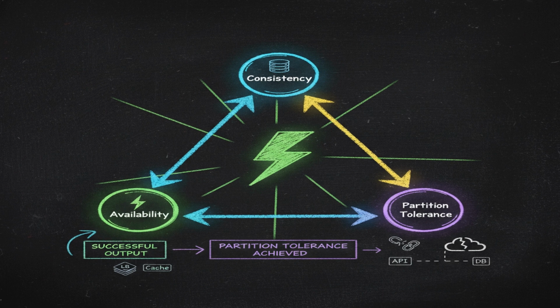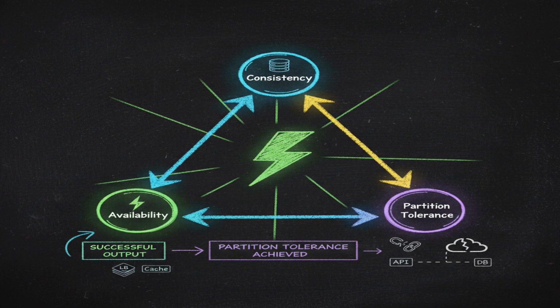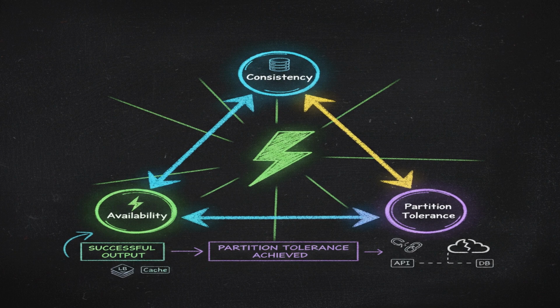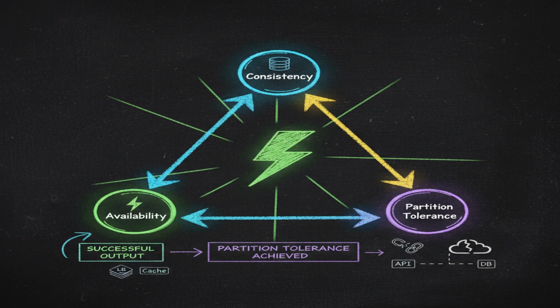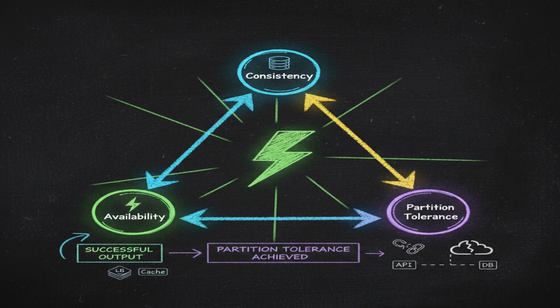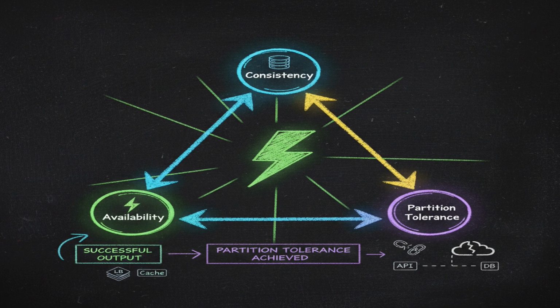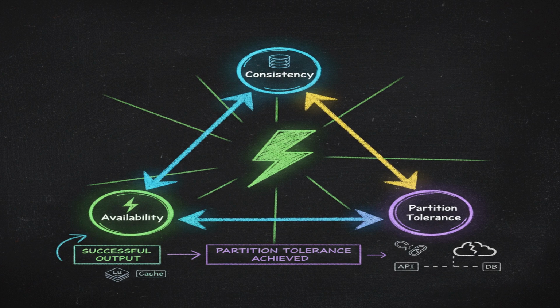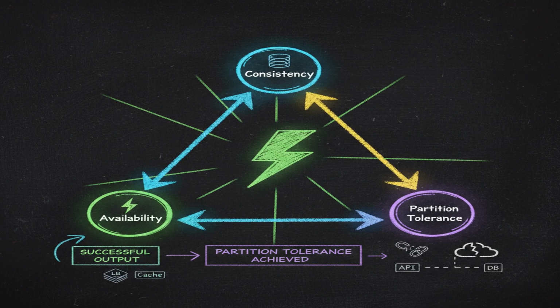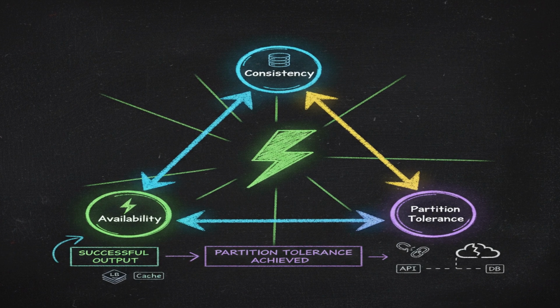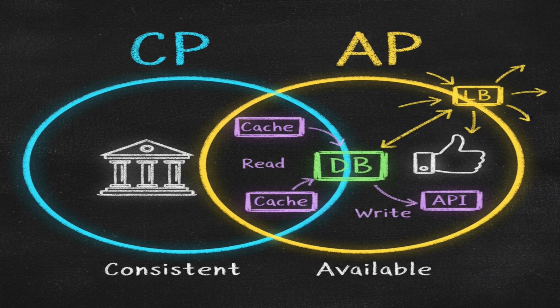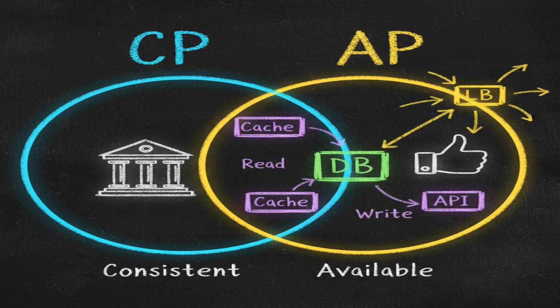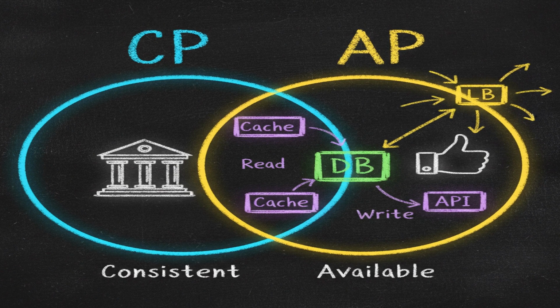The CAP theorem is a fundamental concept in distributed system design. It states that you can only pick two out of three: consistency, availability, and partition tolerance. Consistency means all nodes see the same data at the same time. Availability means every request gets a response, success or failure. Partition tolerance is a must-have in distributed systems, so the real trade-off is between consistency and availability.